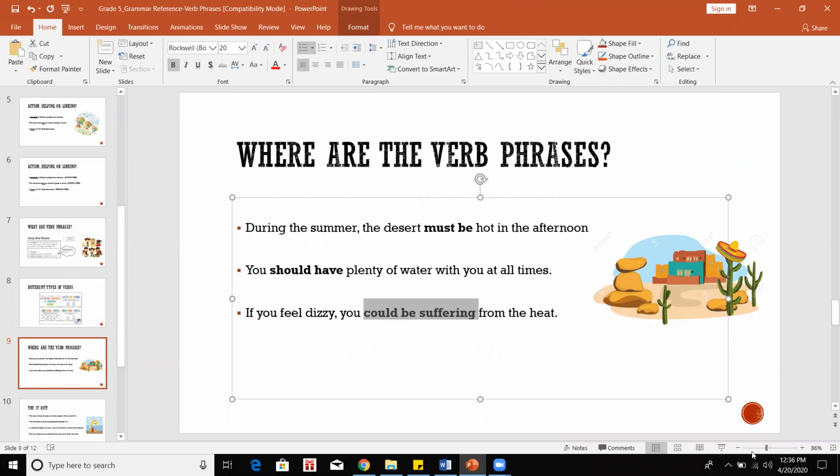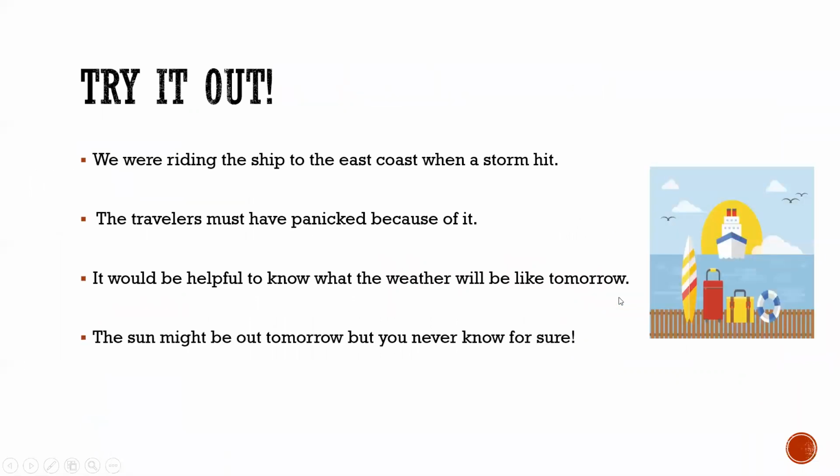Now, we'll try and have some more examples right here. Okay, try it out by yourself. Again, pen and paper ready, and we'll do these items. We were riding the ship to the East Coast when a storm hit. Try and look for the verb phrase. The travelers must have panicked because of it.